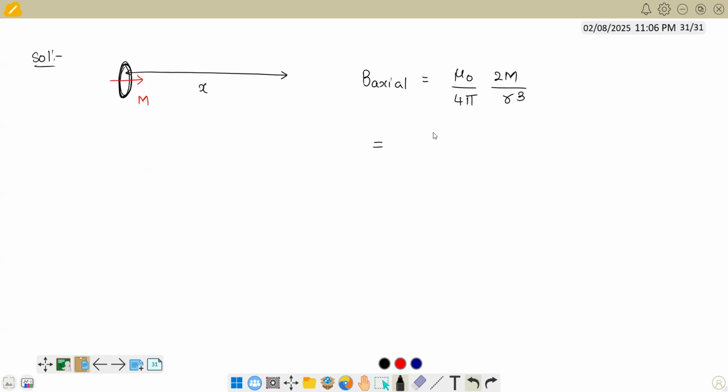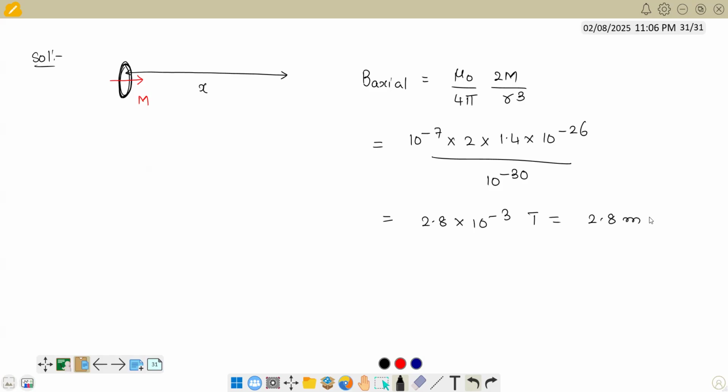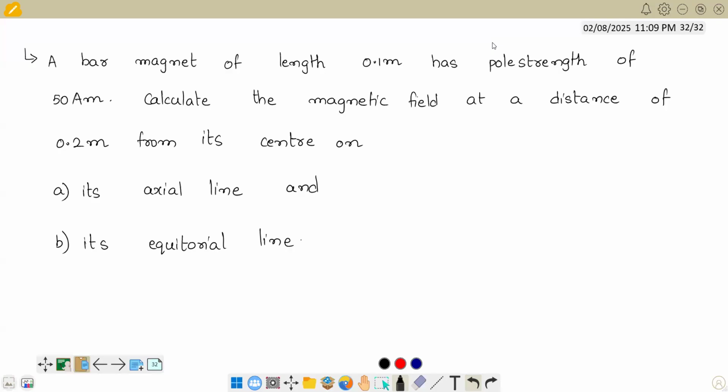So we will always assume x is greater than anything. So we will get 10 power minus 7 into 2 into m value is given as 1.4 into 10 power minus 26, divided by 10 power minus 10 whole cube. So 10 power minus 30. So it will become 2.8 into 10 power minus 3 Tesla, or we can call it 2.8 milli Tesla. Hope you understood how I have solved. We'll go for the next one.